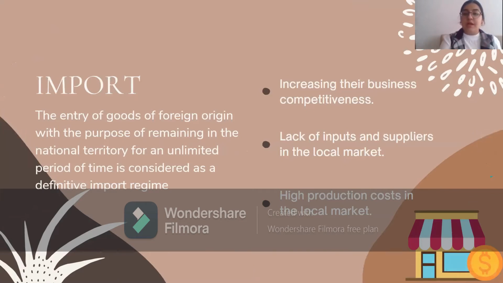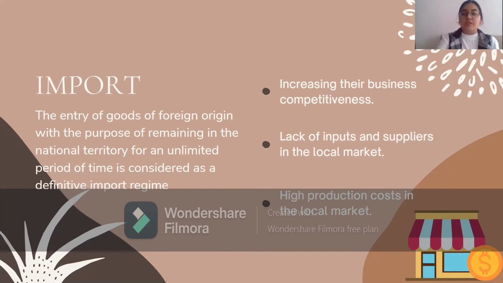Before starting with the import process, it's important to define what is the import, and it can be divided in two: temporary import and definitive import. This last one being the chosen for our product. But what is a definitive import? It is the entry of goods of foreign origin with the purpose of remaining in the national territory for an unlimited period of time, and it is considered a definitive import regime.